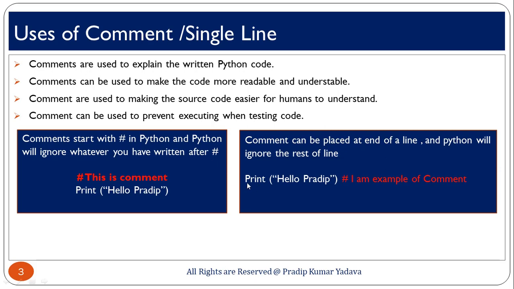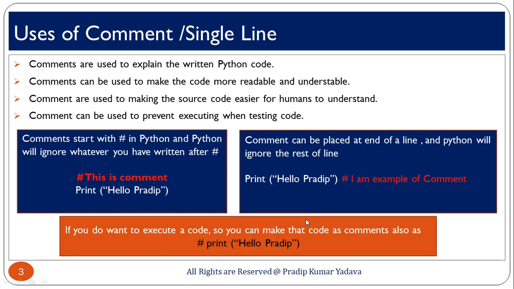Suppose you have written a code, print hello Pradeep, and then hash, I am an example of comment. This is another type, and by using this type also you can make a comment. Here I am talking about single line comments, because I am commenting only a single line, and here I am also commenting a single line. So this is an example of a comment, and if you want to make any sentence or any code in Python a comment, you have to write hash.